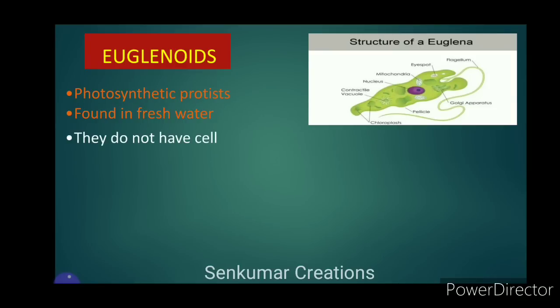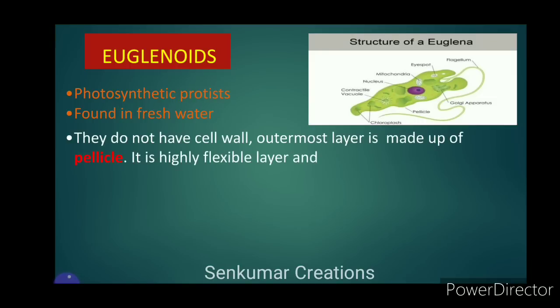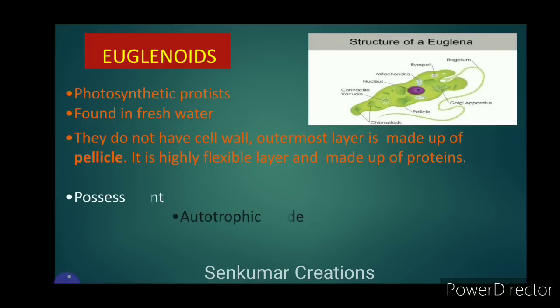They do not have a cell wall. The outermost layer is made up of pellicle. This is the important thing. In the previous two classes we have seen that a cell wall is present: one made of silica, and the other made of cellulose. But here, the euglenoids do not have a cell wall.